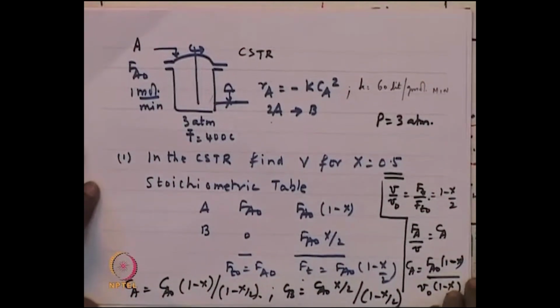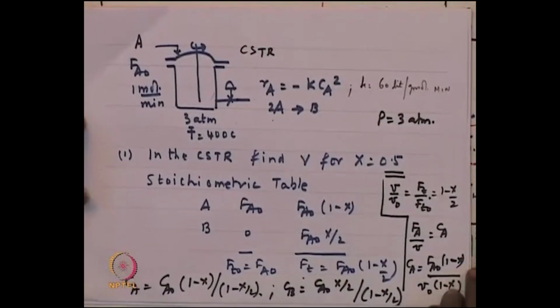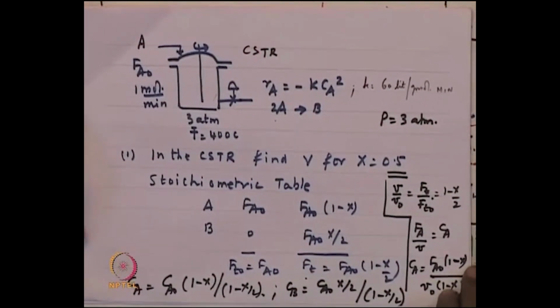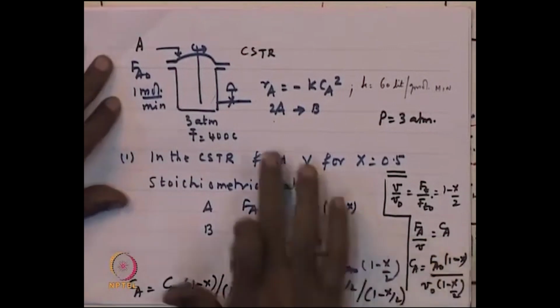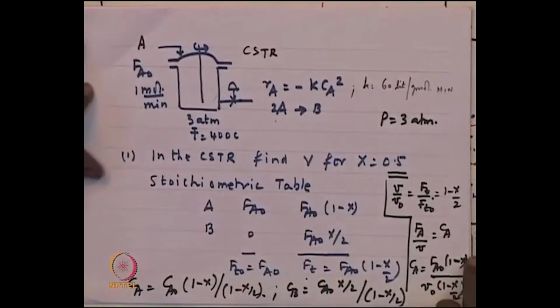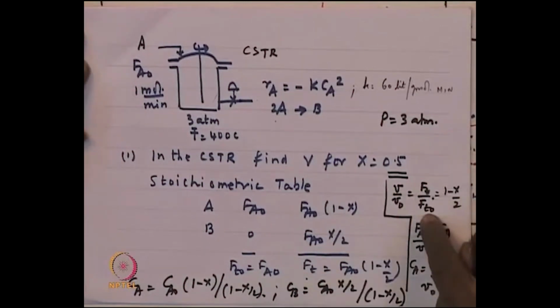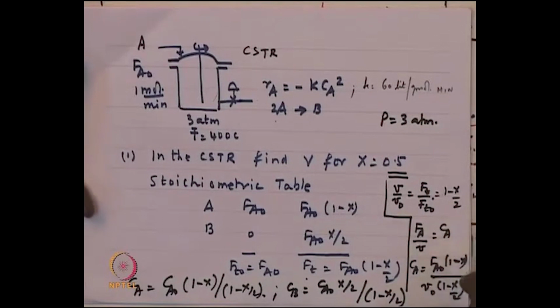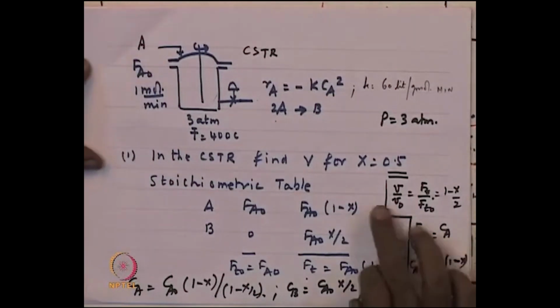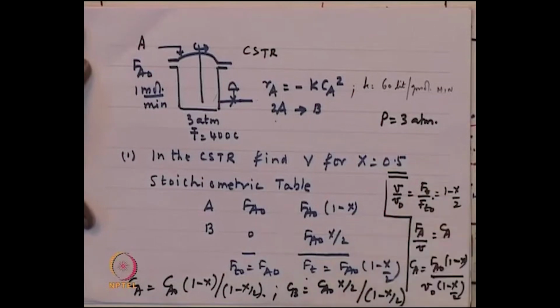Now, to account for the effect of this, we apply what is called the gas law, because this reaction 2A going to B is a gas phase reaction. Now, we know from our gas law that V by V0 is Ft by Ft0, T by T0, P0 by P, and so on, and since gas is taken as ideal, we have simply Ft by Ft0. Why is that? Because there is no change in pressure, there is no change in temperature, and therefore those effects are removed. Therefore, you have V by V0 as simply Ft by Ft0.